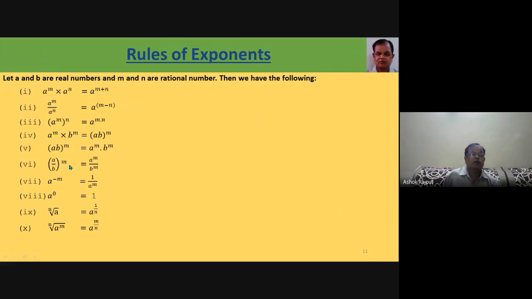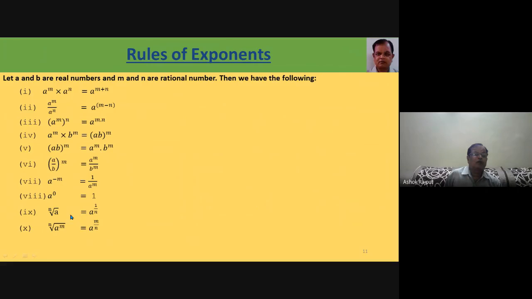a by b raised to the power m equals a raised to the power m by b raised to the power m. a raised to the power minus m, because the power is negative, we can write it as 1 by a raised to the power m. And then the next, if it is written this way, a raised to the power 0, then its value will always be 1. It means we can say the base may be anything, if the power is 0, then its value is 1. Then next, n under root a equals a raised to the power 1 by n.